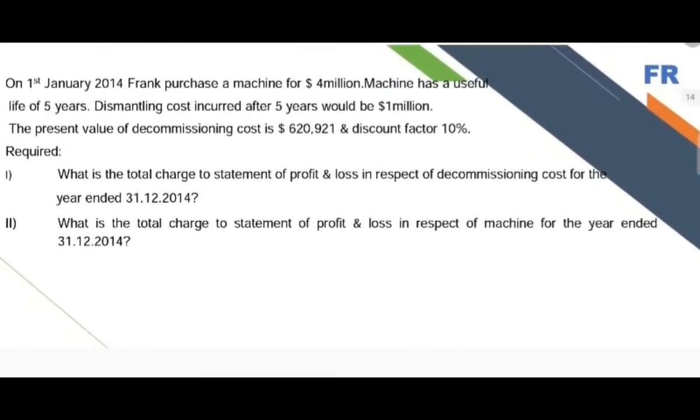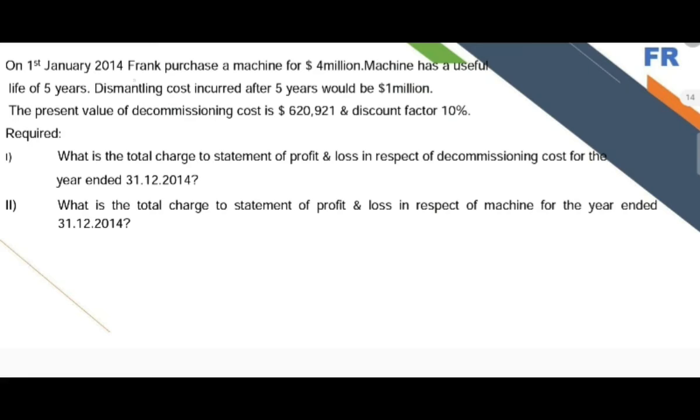A further example: on 1st January 2014, Frank purchased a machine for $4 million. The machine has a useful life of 5 years. Dismantling costs incurred after 5 years would be 1 million. It means you have to convert that amount into its present value. But in the next line, you have been given the present value of decommissioning cost as 6,20,921. So in this question, you don't have to calculate this. You have been given the present value that should have been capitalized. And the discount factor is 10%.